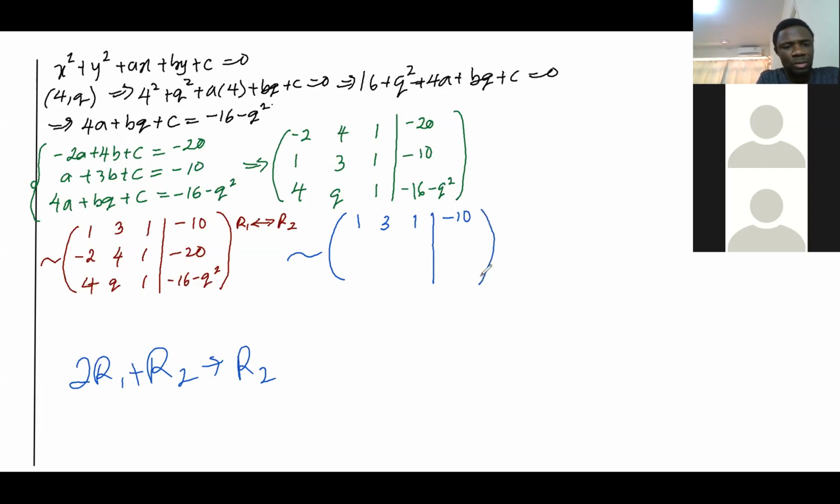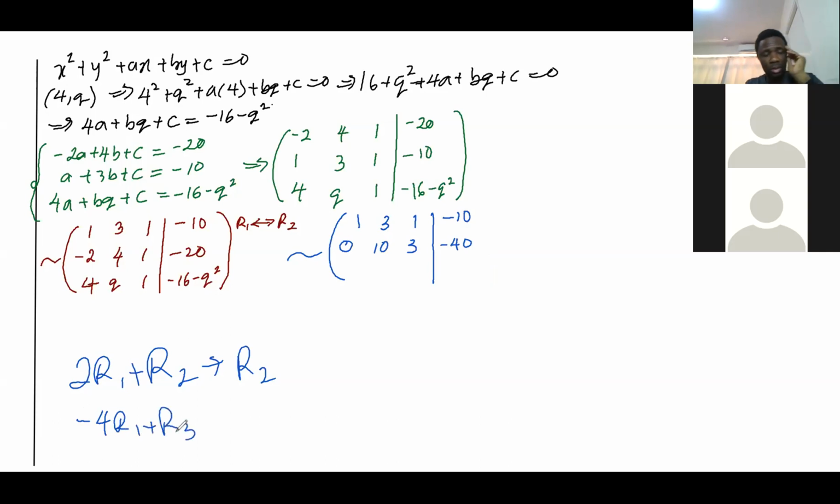Okay, so multiply by 2, you have 2, then you have 0. Multiply by 2 and add, and you have 10. Multiply by 2 and add, you have 3. And you have minus 40. Then for this, you multiply by negative 4 to row 3. Got it?